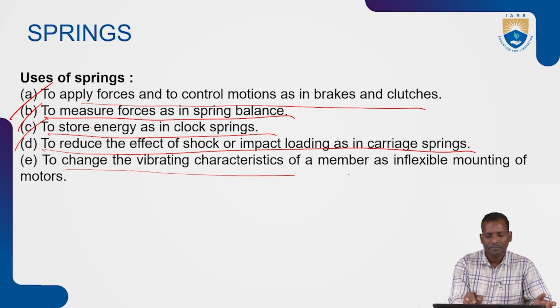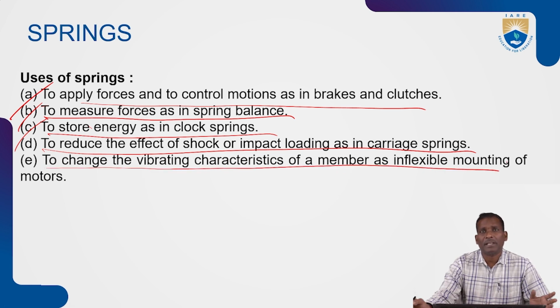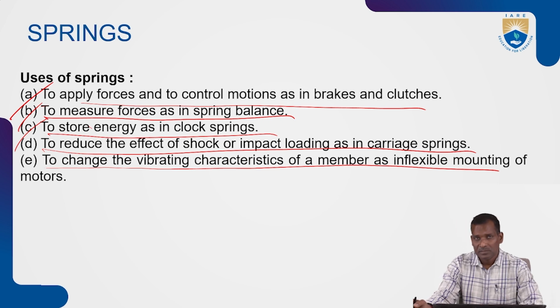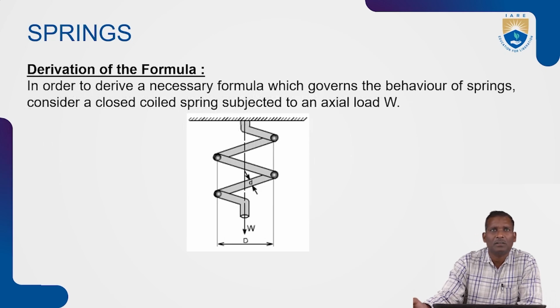To change the vibrating characteristics of a member, as in flexible mounting of motors. So the uses of springs are in vibrating bodies to control the amplitude, and in automobile vehicles you can use them as dampers. All these are the main uses of springs. Now we will see the derivation part of the formulas.